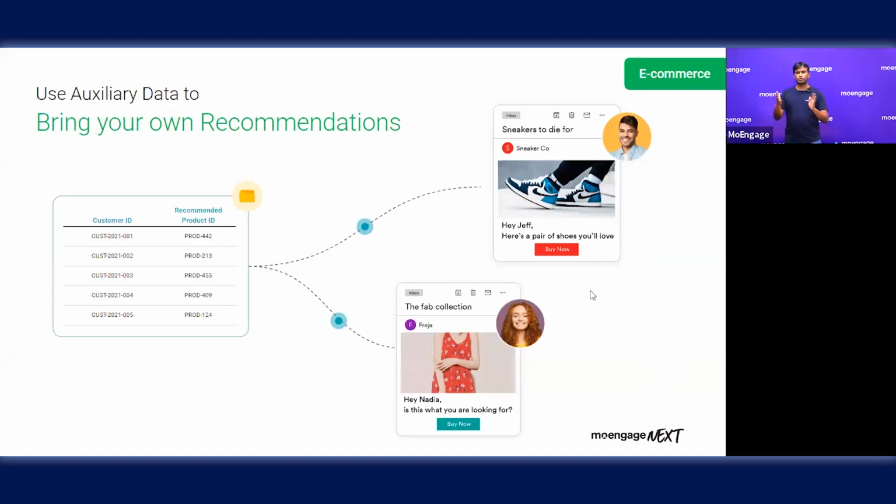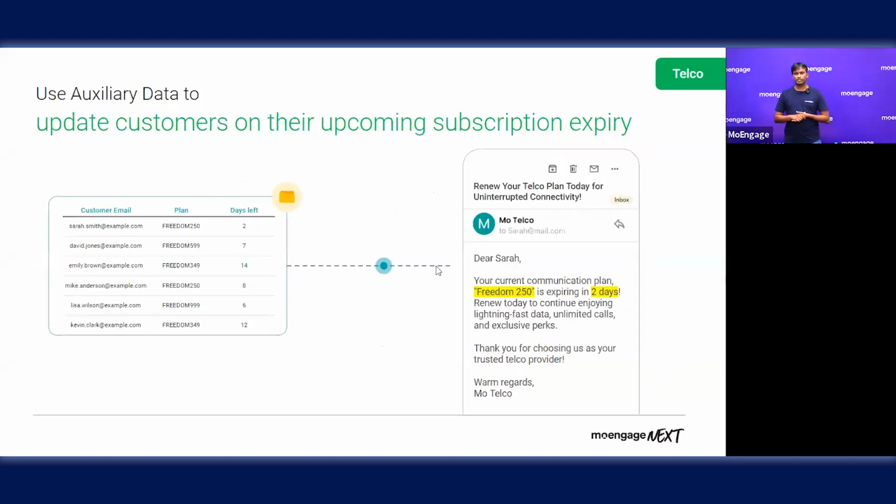And coming to the next use case, in financial services or even in the telecommunications vertical, we have seen customers like Airtel in India, where they run subscription expiry campaigns, and they have this data coming from their backend systems. So they can create an auxiliary table with the subscription expiry content and reference that within the campaigns as well.